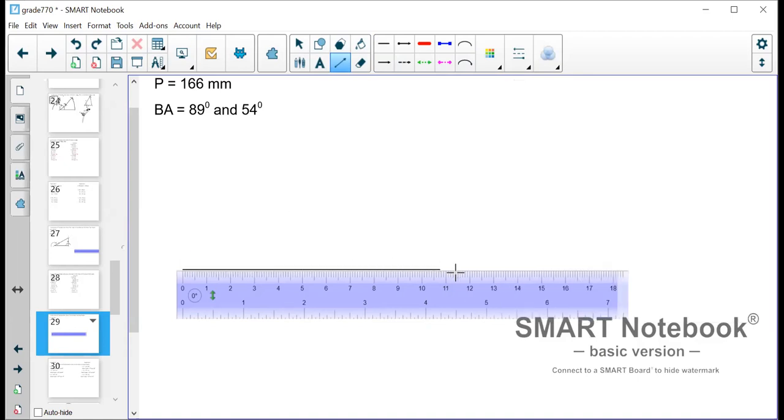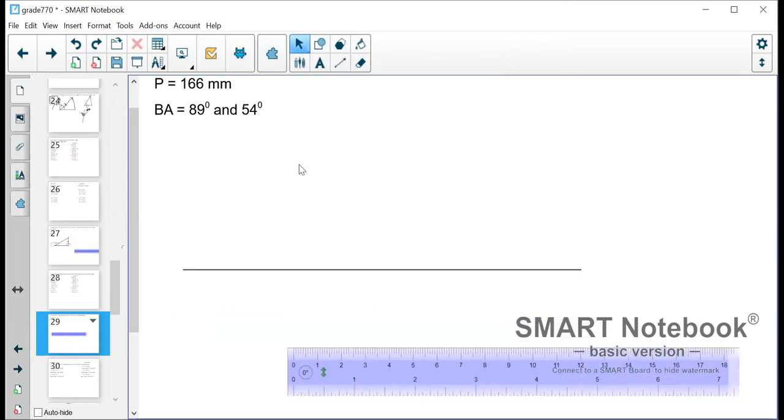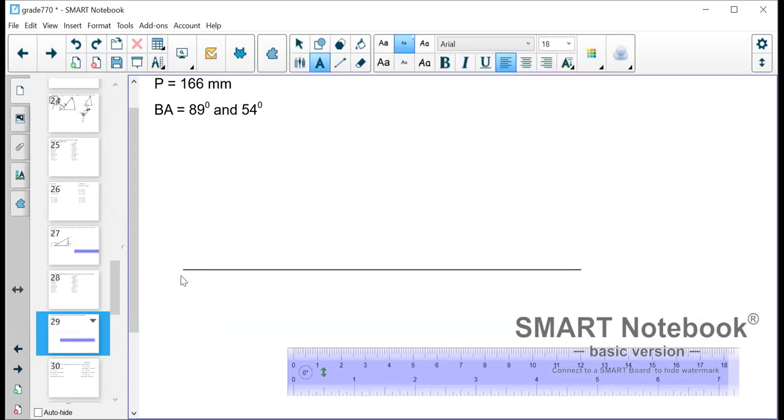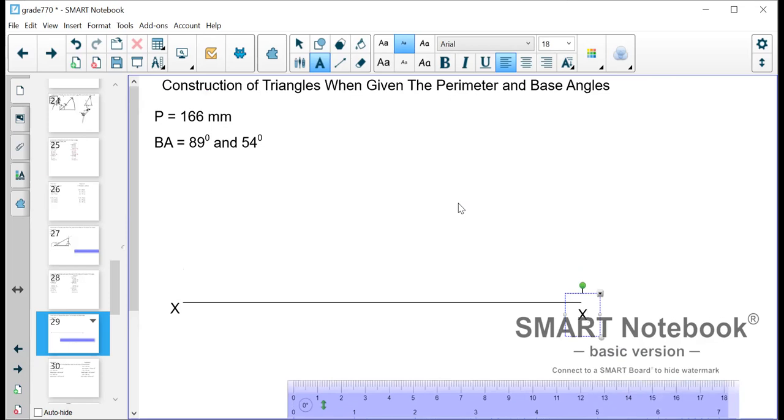So the baseline is 166 mm, that is 16.6 cm. Of course, I would label it, but I would not use AB, because normally we use AB as the base. So I'll just use X and Y in this case to represent this baseline.